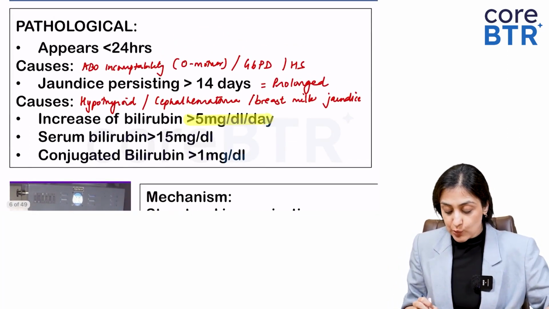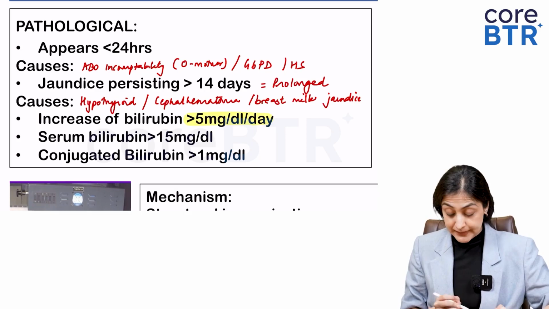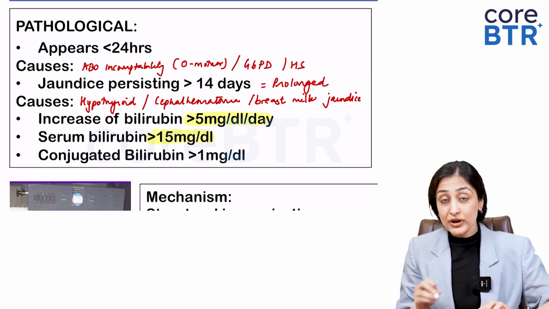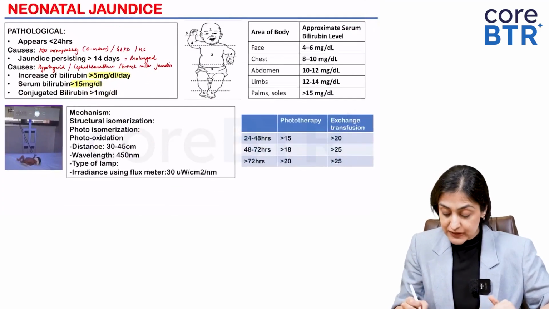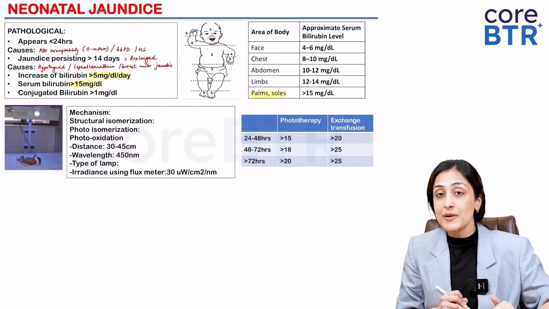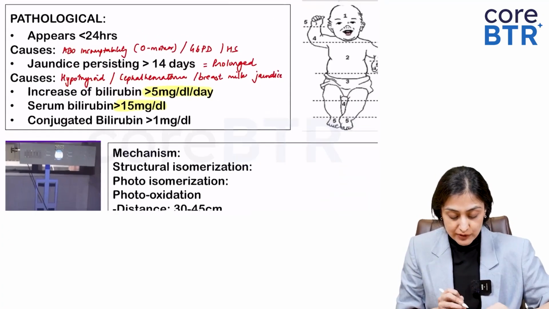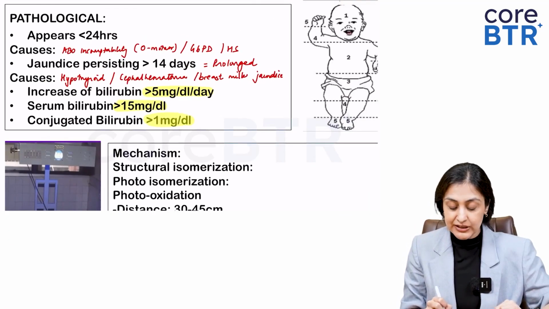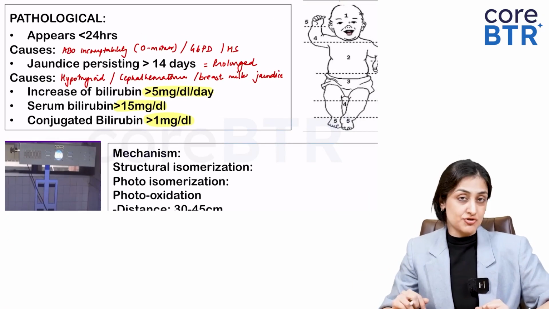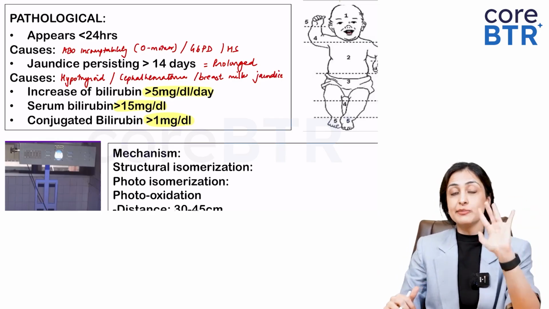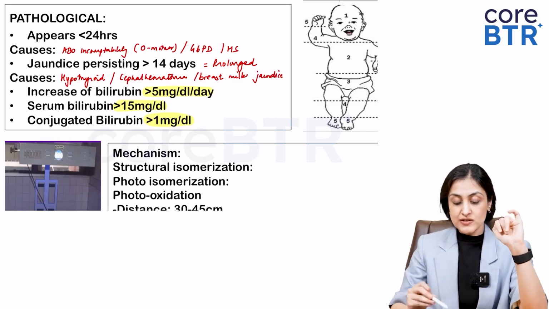So any rate more than 5 mg per dl per day, any bilirubin at any point more than 15, which clinically we will learn if you have staining of palms and soles. That is what happens at more than 15, and that's always abnormal. Conjugated bilirubinemia is always suggestive of obstruction. So conjugated more than 1 at any point. So this is the definition.